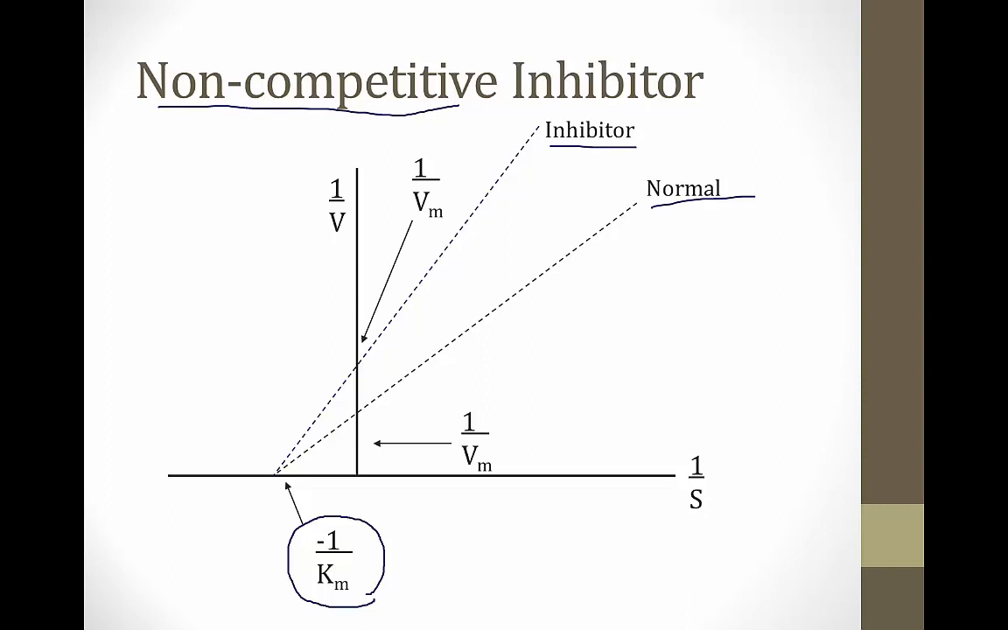It goes down when you add a non-competitive inhibitor, and this is the tricky part to remember, but when Vmax goes down, it means 1 over Vmax goes up. So the point where the curves cross the y-axis will rise when you add a non-competitive inhibitor. That's because Vmax has gone down, and therefore 1 over Vmax has gone up.